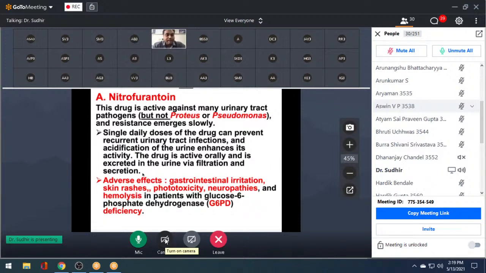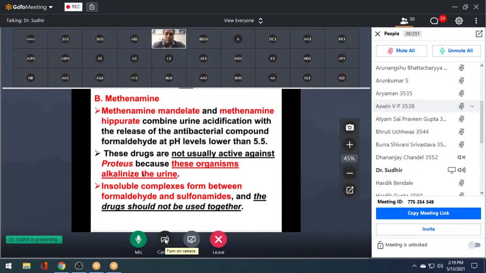Coming to the next group, that is methenamine. It is a methenamine mandelate or methenamine hippurate combination. Urine acidification is required for this; in acidic medium, it is more active. These drugs are not usually active against Proteus, because Proteus causes alkalinization of the urine, and this is a drug which is active in acidic medium. So for Proteus, it is not active. Methenamine forms insoluble complexes, and the ultimate active metabolite is formaldehyde. That means methenamine is converted to formaldehyde, and formaldehyde exerts its antibacterial action.